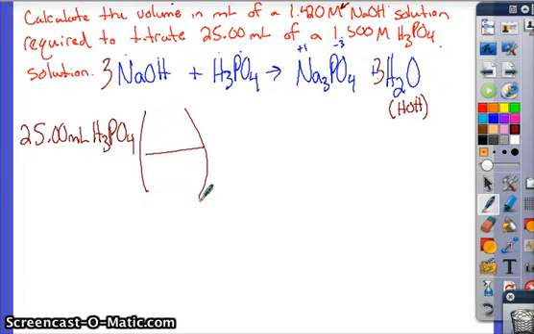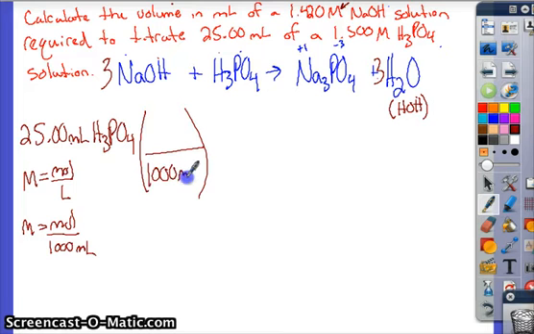To do that, we would want to put the volume on the bottom. Remember, now we're dealing with milliliters. So when you're dealing, molarity equals moles per liter. Or you can think of molarity as moles per 1,000 milliliters. Because we're dealing with milliliters, we'll use the 1,000 milliliters. You could also convert 25 milliliters to liters and stick with the top moles per liter. We know the molarity is 1.500 moles of our phosphoric acid. That will give us a number of moles of phosphoric acid.